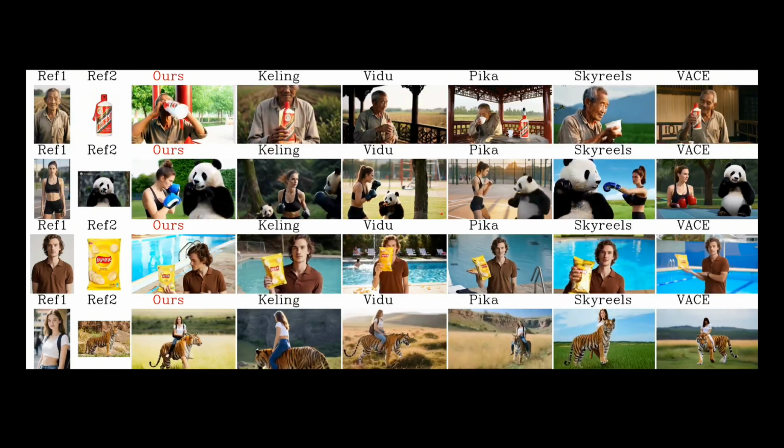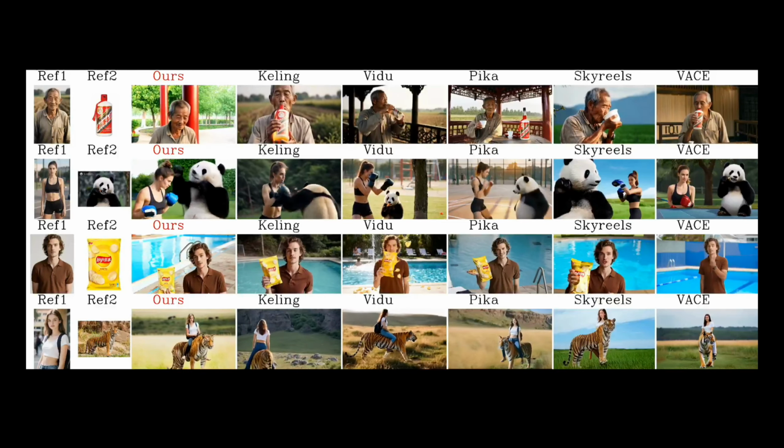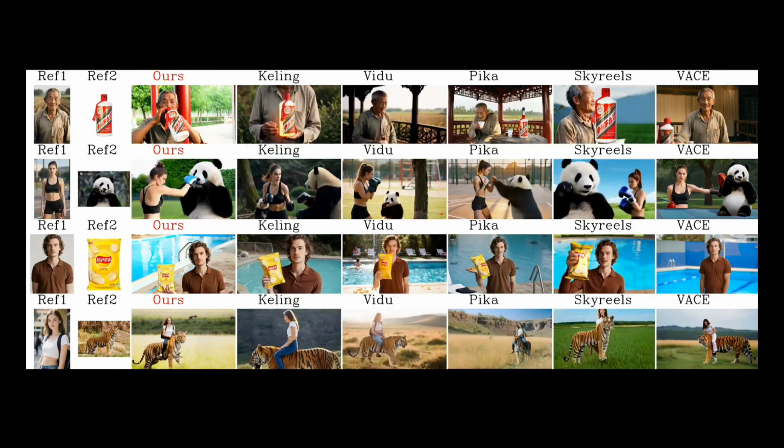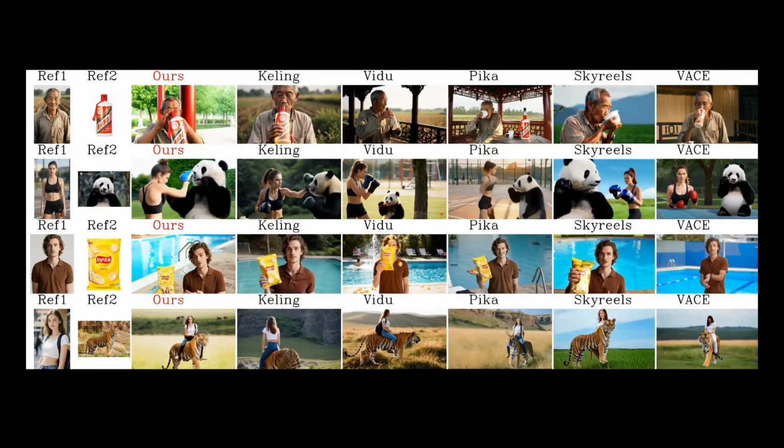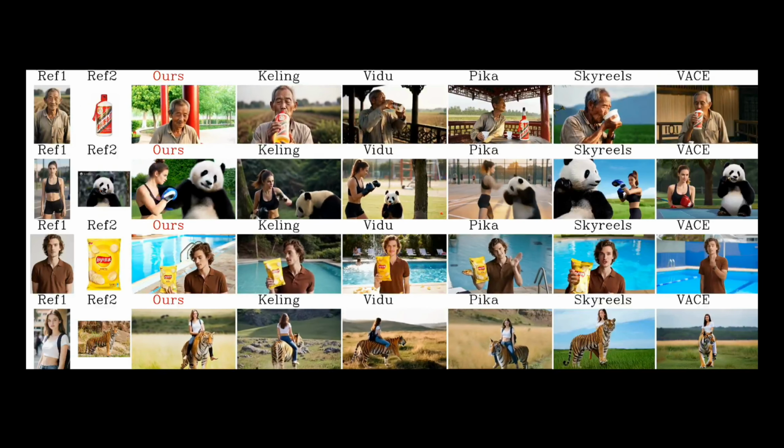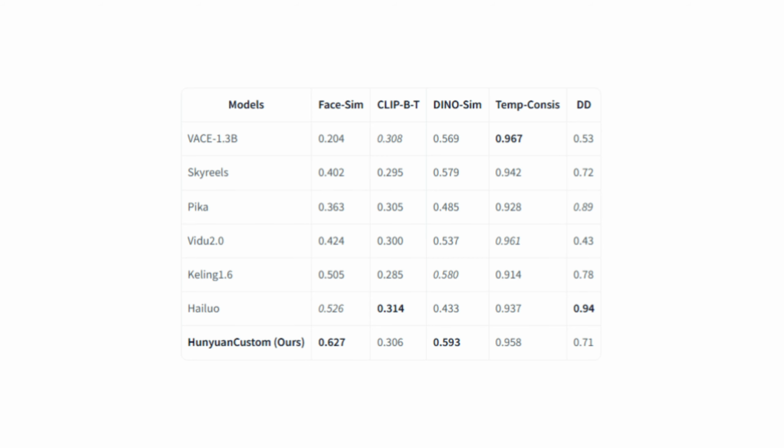Now let's look at how HunyuanCustom actually performs, and the results are pretty impressive. It was tested against some big names like Pika, Skyreels, VACE, and more. And when it comes to keeping the same face across scenes, HunyuanCustom scored the highest, 0.27 on the Face-Sim test. That means it's the best at keeping a character's identity consistent, even when the scene changes. It also got the top score on DINO-Sim when checked on how well the subject stays the same throughout the video. Again, HunyuanCustom leads.